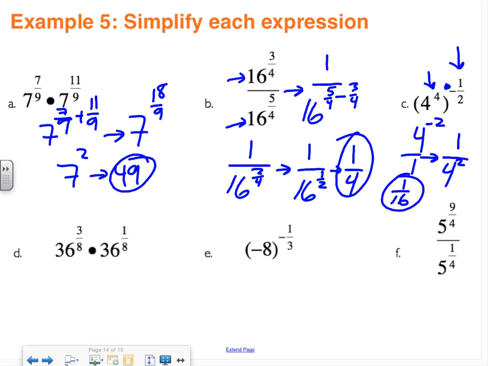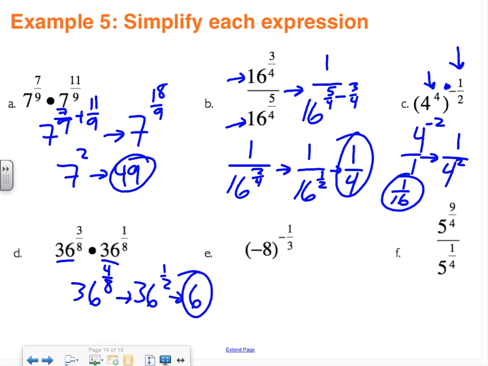Last 3. Here we go. Bases are the same, which is excellent, because then we can add the exponents directly. 36 raised to the 4/8. That's what you get when you add 3/8 and 1/8. 4/8 reduces to 1/2. Okay, I'll remind you again, 1/2 is really like the square root, so this is going to become 6.